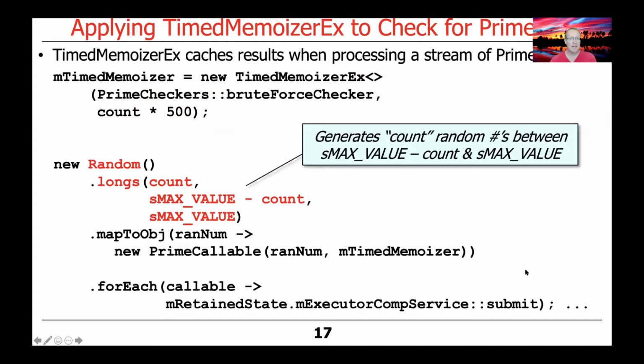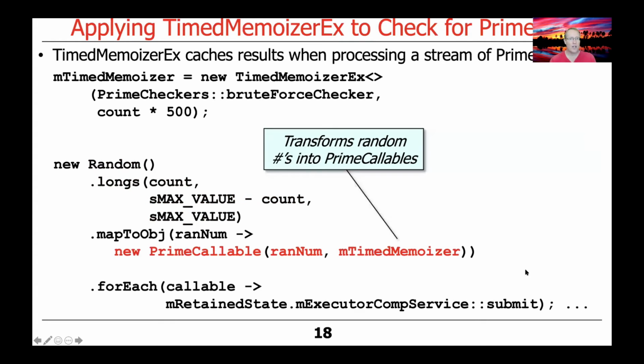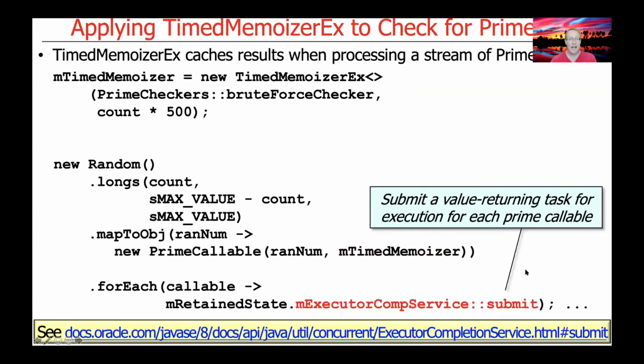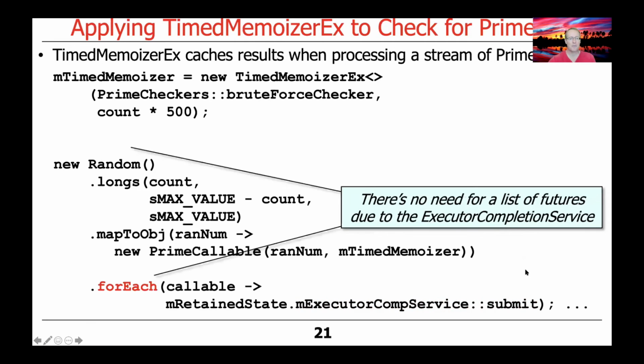We then go into the main processing stream where we generate count random numbers within a range intended to generate duplicate values. We transform each of those values into a prime callable, and we pass in the timed memoizer. Because it implements function, we can use it wherever a function is expected. Then we submit each of these value returning tasks for processing in the work stealing pool, in the fork join pool, not the common fork join pool, but a fork join pool that we created specifically, which will have as many threads in the worker pool as there are cores on the processor.